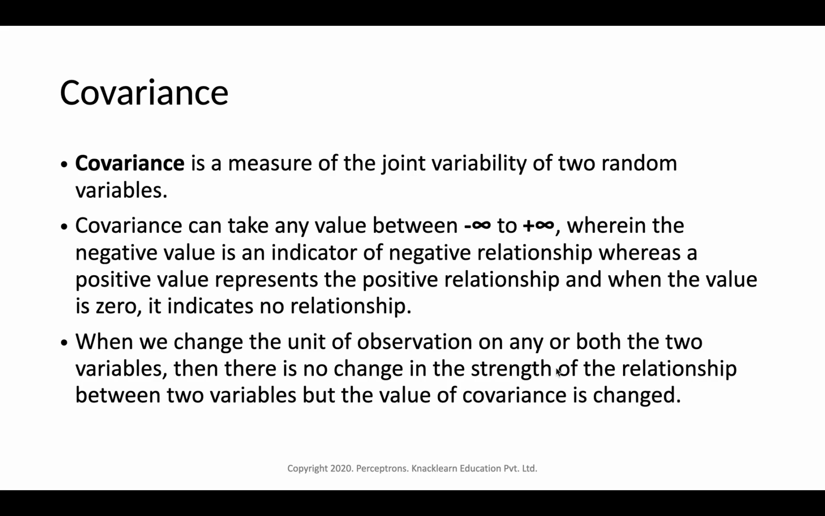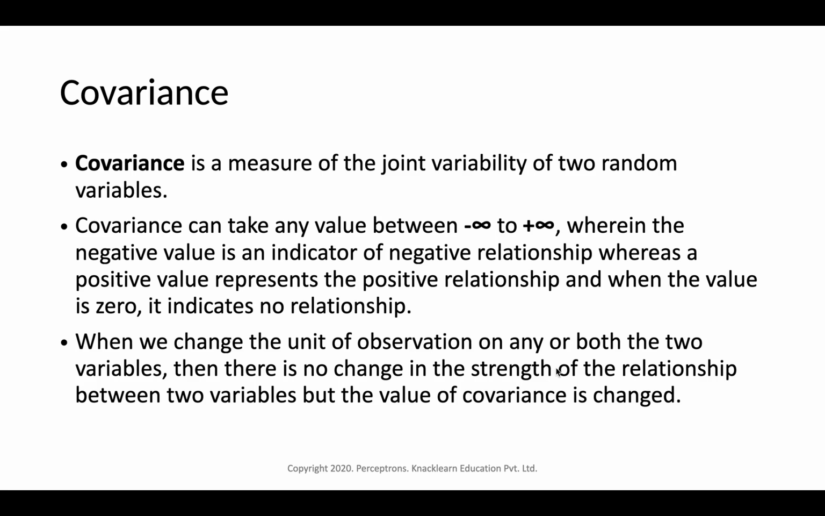So covariance is a measure of the joint variability among two random variables. Suppose we have two variables, one variable is x, the other variable is y. To understand how these two variables are varying from one another, how they are different from one another, in those kinds of scenarios we can use this covariance measure in statistics. Covariance can take any value between minus infinity to plus infinity.